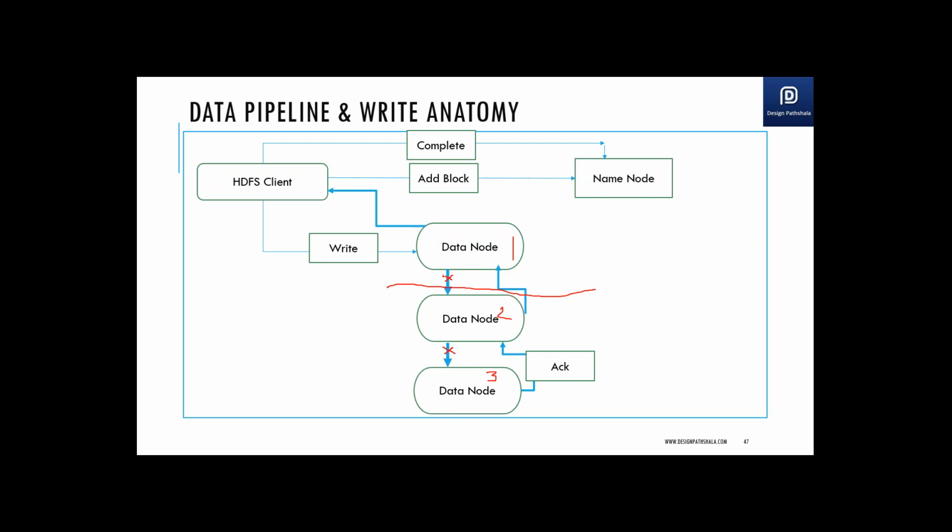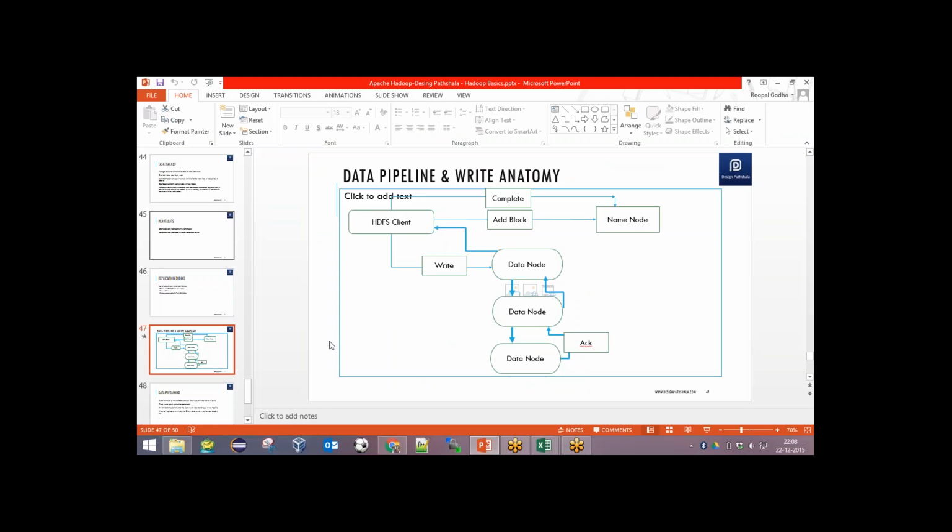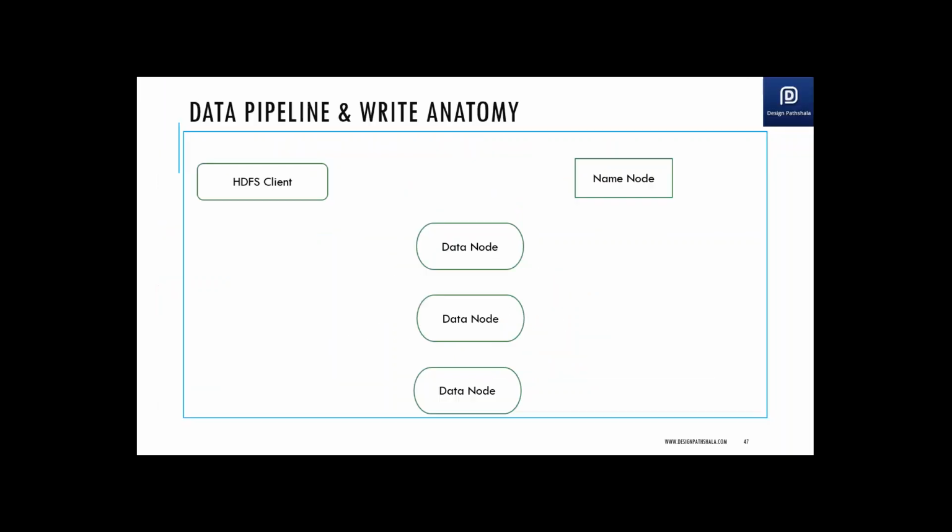Almost a similar thing happens. Let's say first this one fails. If this fails, 2 will send an acknowledgement to 1, and 1 will send it on, and the name node will get to know it's copied on 1 and 2, and the write is made successful.